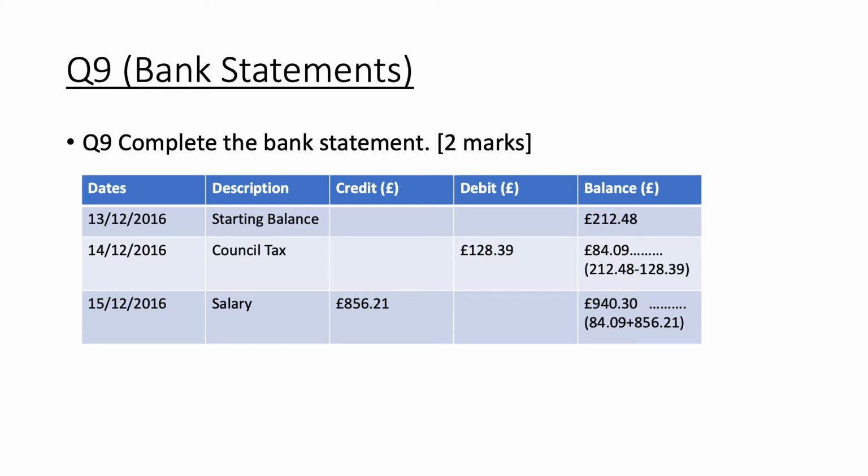This one was looking at bank statements, and you were asked to fill in here and here. Debit means I minus, credit means I add. So take away this to work out this part here, and then to work out this part, it was this add this. Credit means I add and debit means I minus. That was question number 9 for 2 marks: 1 mark for this and 1 mark for this.